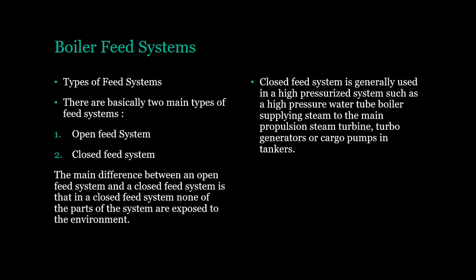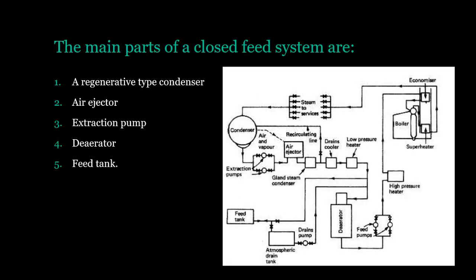Types of feed systems. There are basically two main types of feed systems: number 1, open feed system, and number 2, closed feed system. The main difference between an open feed system and a closed feed system is that in a closed feed system none of the parts of the system are exposed to the environment. A closed feed system is generally used in a high pressurized system such as a high pressure water tube boiler supplying steam to the main propulsion steam turbine, turbo generators, or cargo pumps in tankers. The main parts of a closed feed system are a regenerative type condenser, air ejector, extraction pump, deaerator, and feed tank.